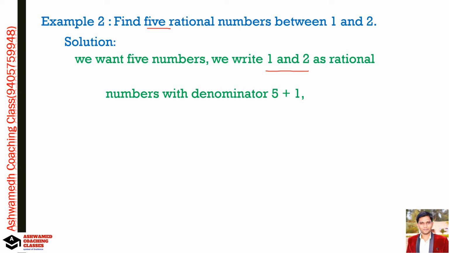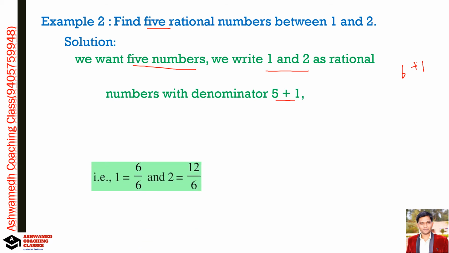So what is the procedure? If we want 5 numbers, then take the denominator as 5 plus 1. If you want 6 rational numbers, then take the denominator as 6 plus 1, so that we get a denominator of 7. Here we want 5 rational numbers between 1 and 2, so we take the denominator as 5 plus 1, and we can write 1 and 2 in the form of rational numbers whose denominator is 5 plus 1.